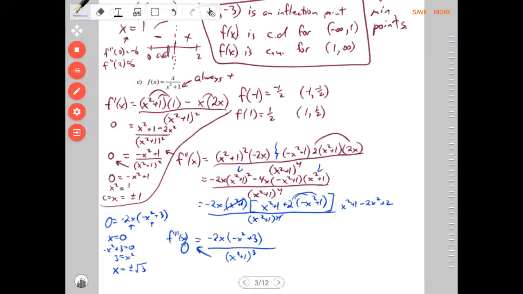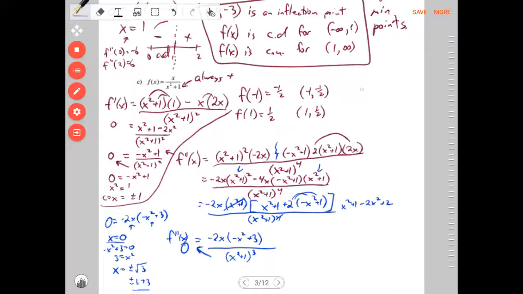We're going to leave it as root 3, but I'm going to put the decimal here just so we can see it. That's plus or minus 1.73. So those are our three zeros: x is 0, plus or minus 1.73. I'm really running out of room here, but it's not a big deal. I will figure it out.